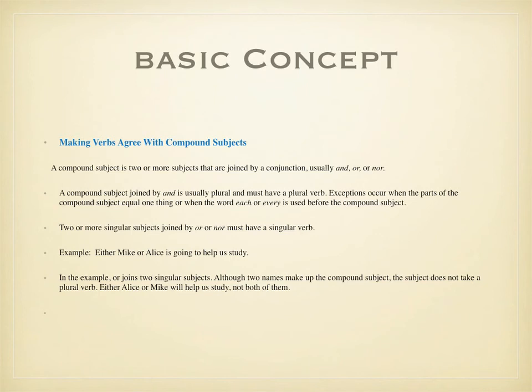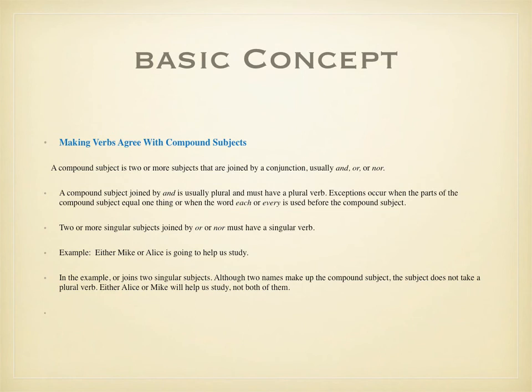Sometimes we have compound subjects, which is where we're using a conjunction to join a couple of nouns in a subject of a sentence. Typically it is with and, like the dog and the cat ran away. Sometimes we have situations where the compound subject equals one thing, or in which the word each or every is used. In that case, they're singular.